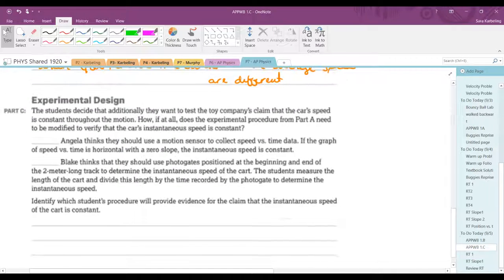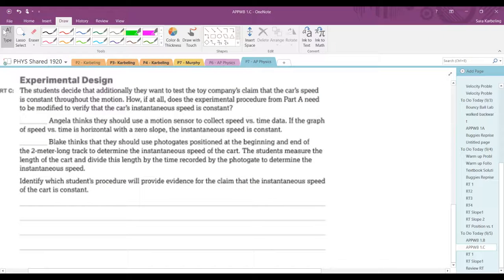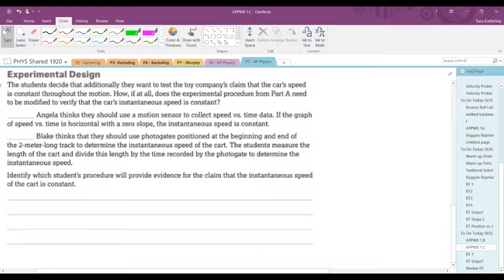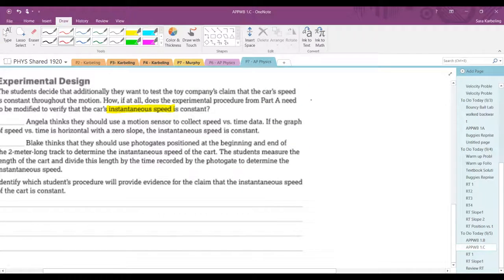All right. Part C says the students decide that additionally they want to test the toy company's claim that each car's speed is constant throughout the motion. How, if at all, does the experimental procedure from Part A need to be modified to verify instantaneous speed? So here's the thing. We haven't talked about instantaneous speed. We need to do that right now. Here it comes.